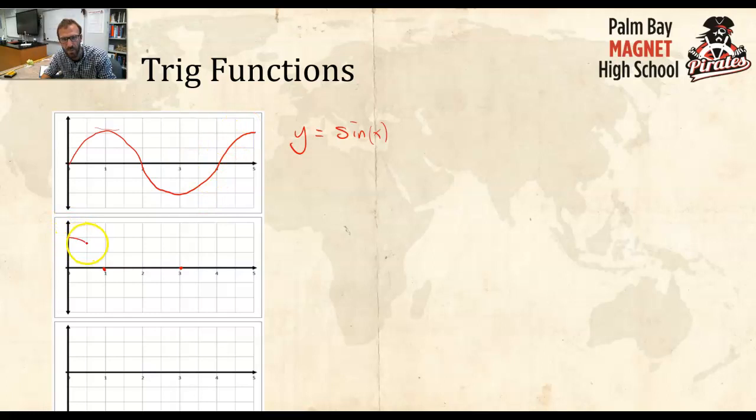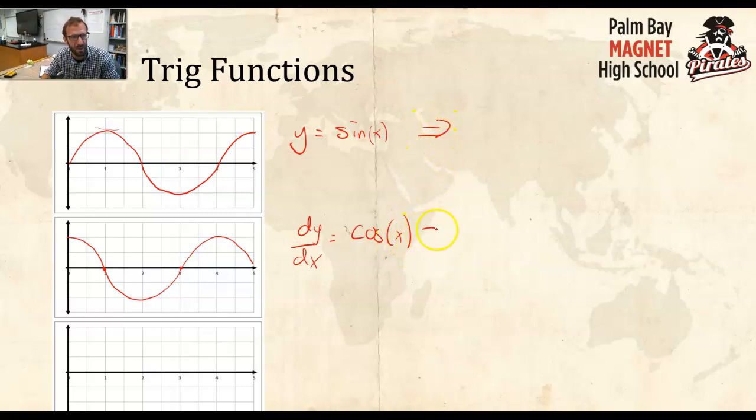So what do we end up with? Well, long story short, a cosine curve. So dy/dx is equal to cosine of x. Now there is a caveat to that. It's not quite as simple as it is. So I'm just going to give you the actual one over here. I'm just trying to show you the logic behind it.